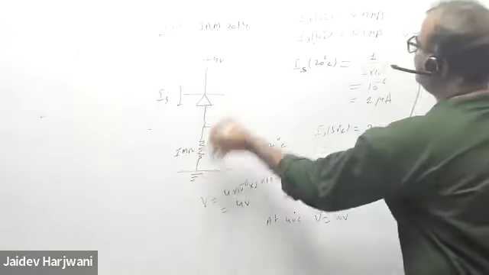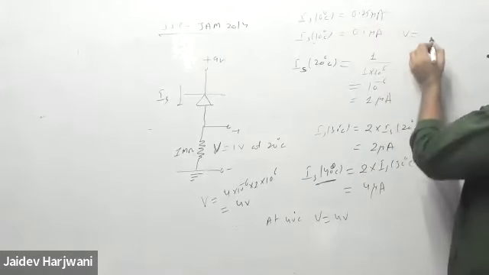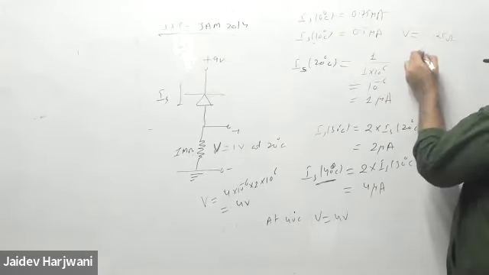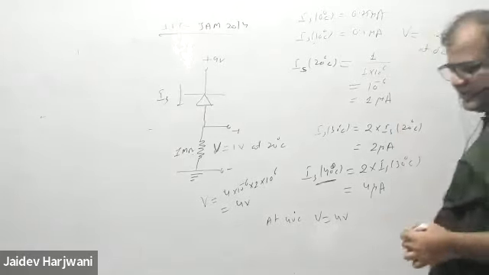1 mega ohm into 0.25 microampere, that is how much? 0.25 volt at 0 degrees centigrade. This should be the answer.